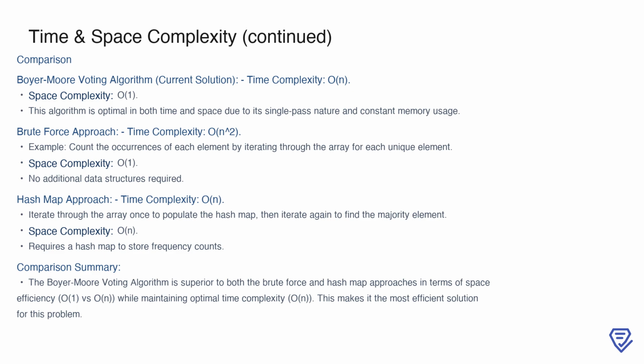The Boyer-Moore algorithm uses only O(1) space, while the hash map approach requires O(n) space to store frequency counts. The brute force method also uses O(1) space but at the cost of much lower time efficiency. Overall, the Boyer-Moore voting algorithm achieves the optimal balance of O(n) time and O(1) space, making it the most efficient solution among the three.